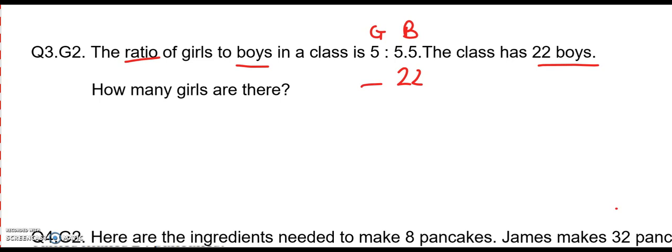To get from 5.5 to 22, what we do is we multiply the number by 4. So 4 lots of 5.5 give us 22. So that's what we need to do to 5 in order to keep the ratio the same. So 5 times 4 gives us 20. So the number of girls is 20.